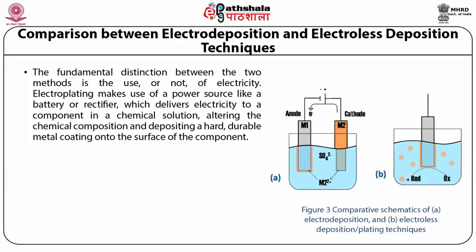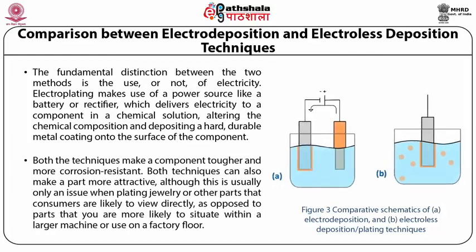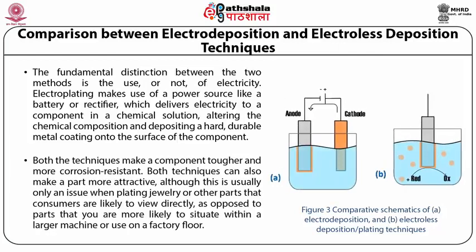Electroplating makes use of a power source like a battery or rectifier, which delivers electricity to a component in a chemical solution, altering the chemical composition and depositing a hard durable metal coating onto the surface of the component. Both the techniques make the component tougher and more corrosion resistant.